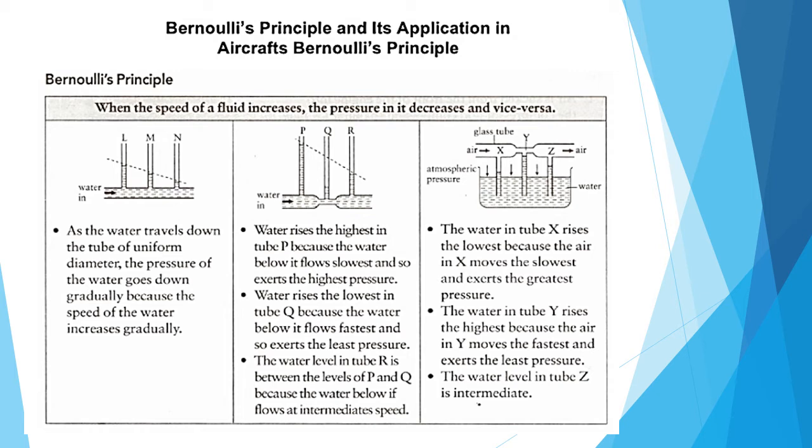The water in tube Y rises the highest because the air in Y moves the fastest and exerts the least pressure. Here, the movement of air is very fast because of the smaller diameter. When it is very fast, it gives the lower pressure. So the water level will rise up due to the atmospheric pressure. The water level in Z is intermediate.